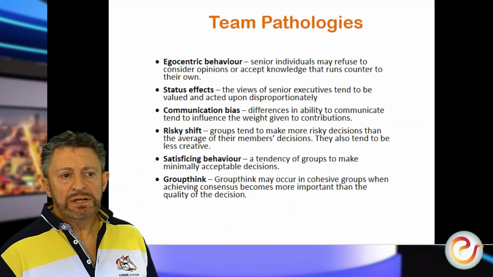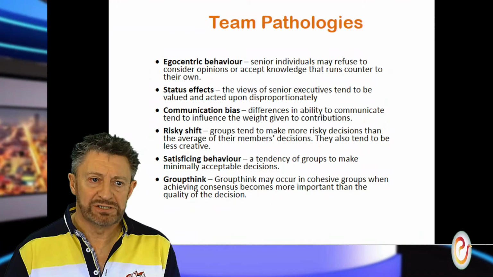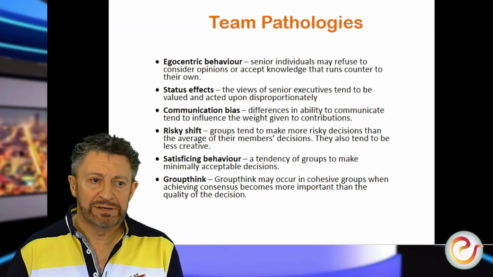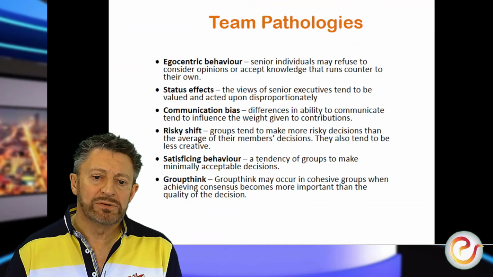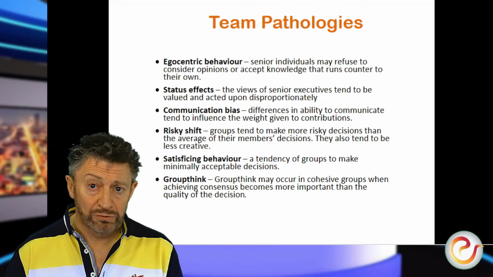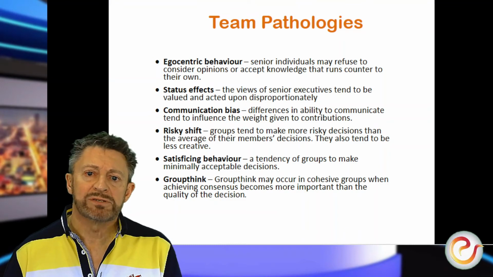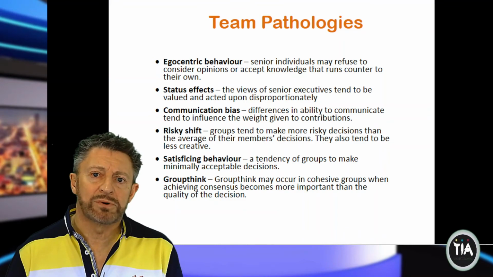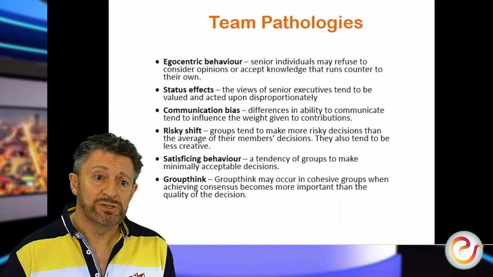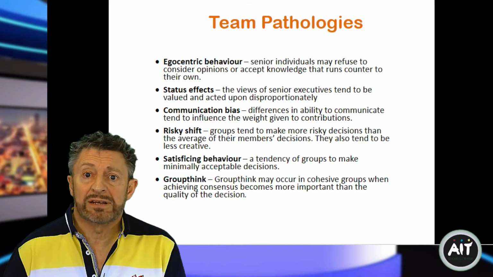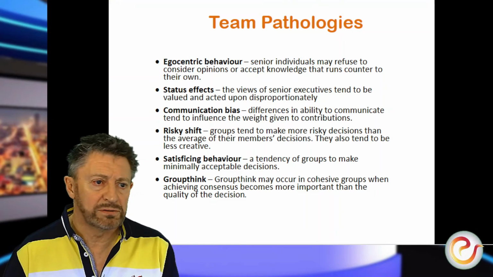Risky shift. Groups tend to make more risky decisions than the average of their members' decisions. They also tend to be less creative. That's a difficult one to translate, but sometimes the group might agree to something and not everyone understands what they're agreeing to, or there are still some doubts, and that can be a bit of a risky maneuver. That's why the completer finisher, for example, plays an important role to make sure: have we covered everything? Have we crossed all the T's and dotted all the I's? Are we sure we have everything covered? That kind of perfectionism coming out into the completed work or suggestion.